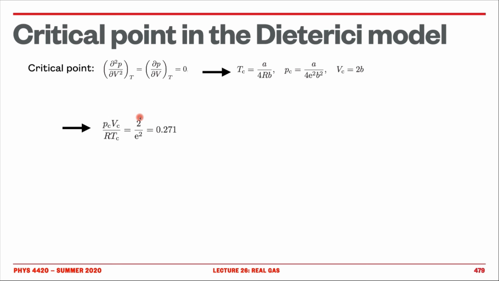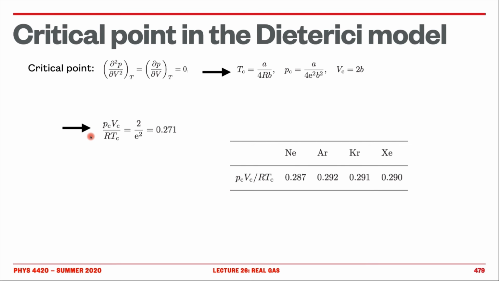Now, remember, I also drew your attention to the fact that the ratio PcVc over RTc did not depend on A and B for the van der Waals model. It turns out it does not depend on A and B for this model either. We find the constant 2 over e squared, which is 0.271. If you remember, for the van der Waals model, we had 3/8, so 0.375. So that's nice, because now if we can measure that ratio, we can see how good the models are.